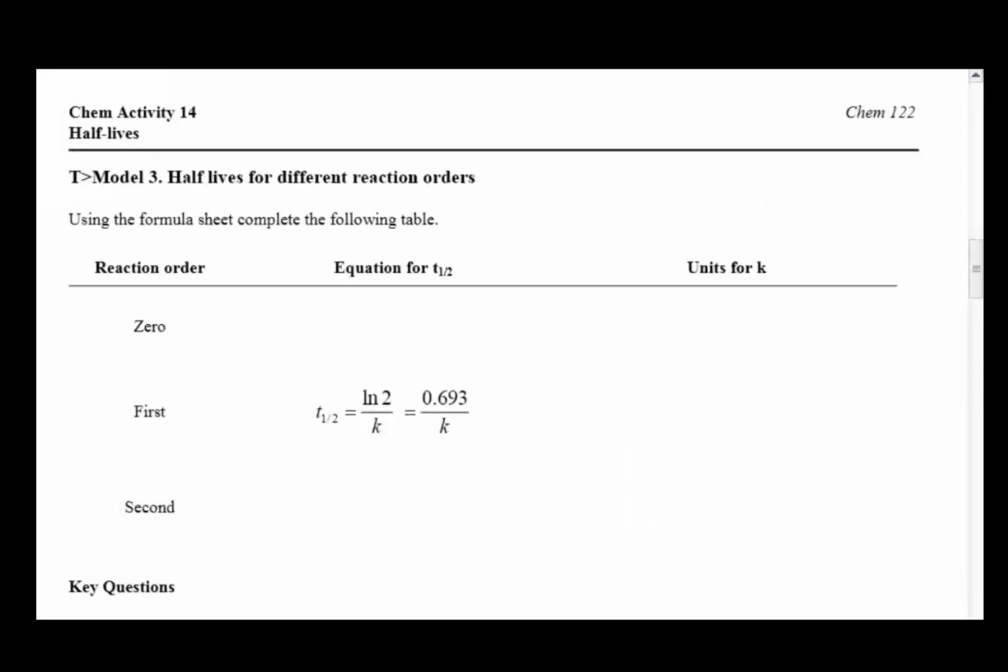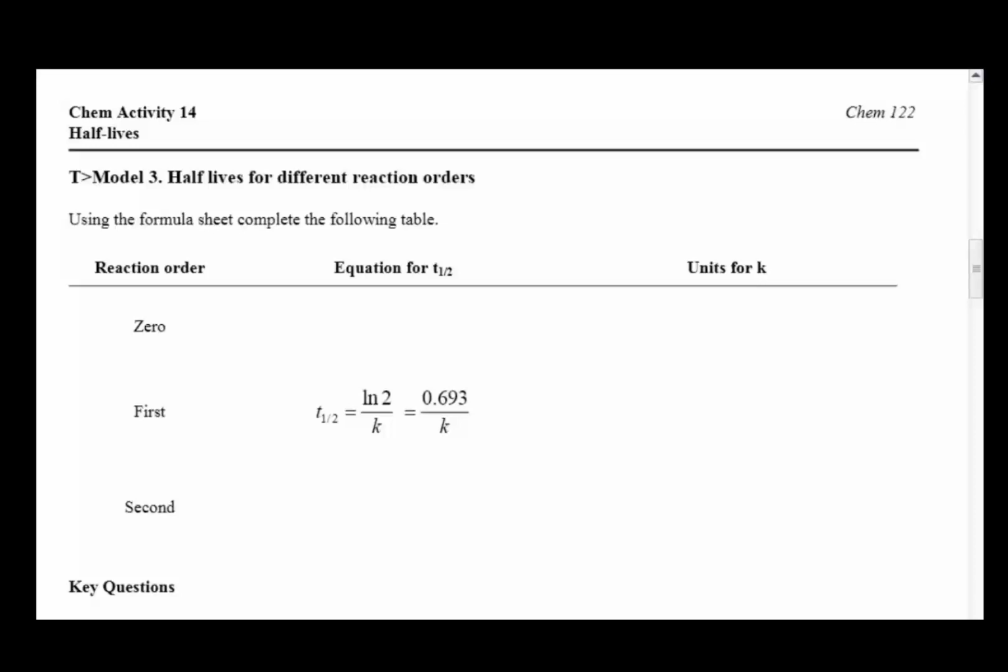This is part 2 of Chem Activity number 14, where we're investigating the properties of half-lives. In the first part, we introduced the concept of a half-life in the context of a first-order reaction. We saw that a half-life is a constant for a first-order reaction. We also saw this was another way that we could determine the value and the units for K.